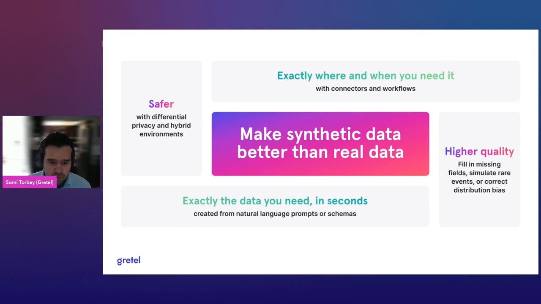You could correct distribution bias. Again, real-world data is point in time, and it's often not a true representative sample of the population, which you can fix with synthetic data.